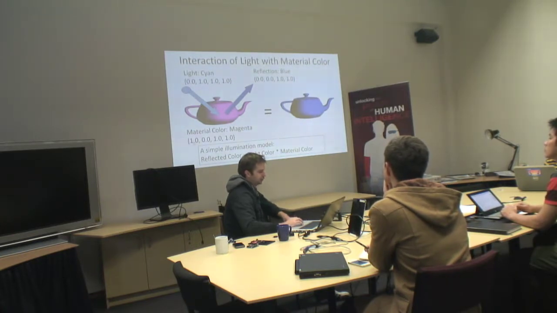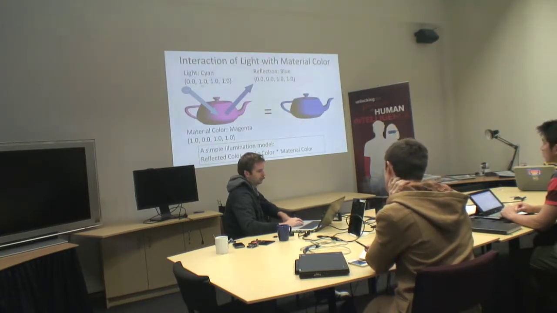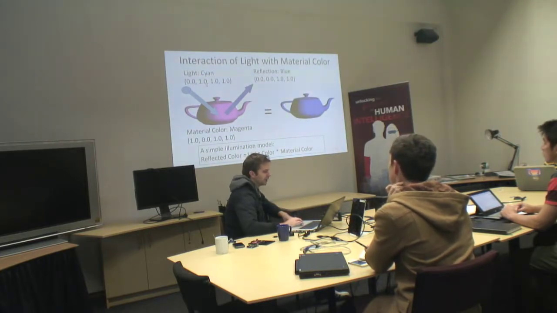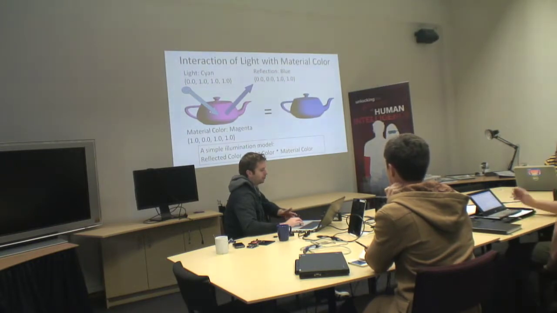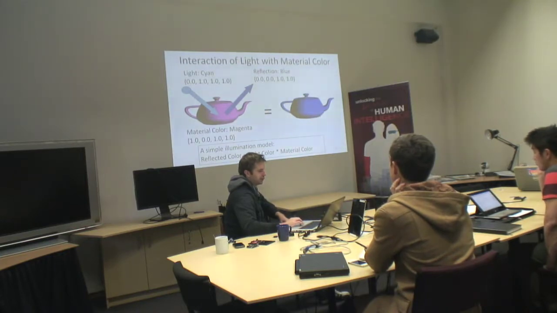So this is 255 red, 0 green, 255 blue, which is purple for our object. We have a cyan colored light, so 0 red, 255 green, 255 blue, or 0, 1, 1, because these are clamped from 0 to 1 rather than 0 to 255. So we end up with a sort of light blue light shining on it. And in our simple illumination model, we basically multiply the two of these together. So we multiply 0 with 1, which is 0, 1 with 0, which is 0, and 1 with 1, which is 1. And we end up with our reflection of 0, 0, 1, 1.